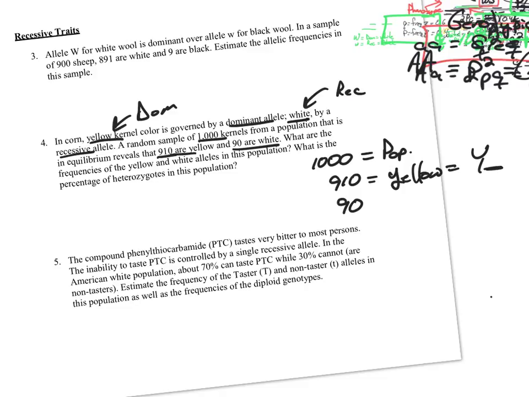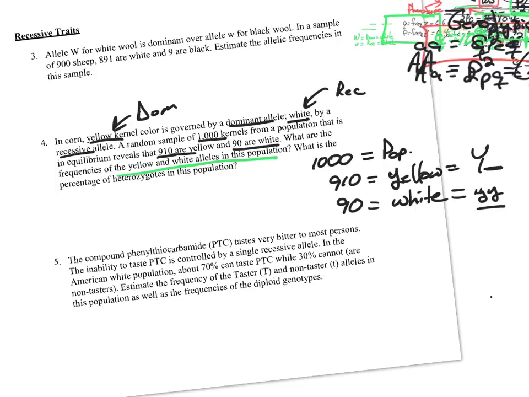So 90 are white. Now this is an important one. It's the white one that I like, and that's the one everybody should like, because the white one is recessive, and we know those numbers, right? In this case, it's the white one, depending on whichever is recessive. So, anyways, what are the frequencies of yellow and white alleles in the population?